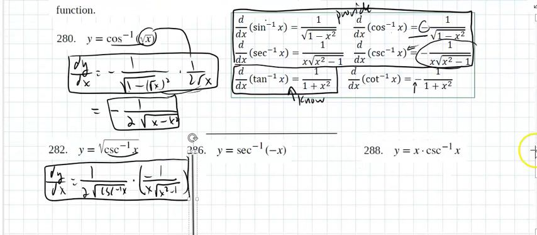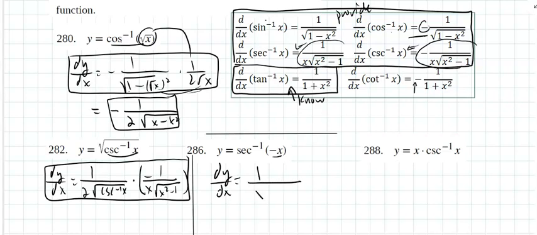How about this problem? If I want to take a derivative of inverse secant, dy dx, where's inverse secant? Inverse secant is right there. It is 1 divided by, okay, it's not x, it's negative x. So negative x, the square root of negative x squared, that's still x squared, right? Since that's not an x, by the chain rule, the derivative of negative x is negative 1. And the negatives cancel out. And there it is.